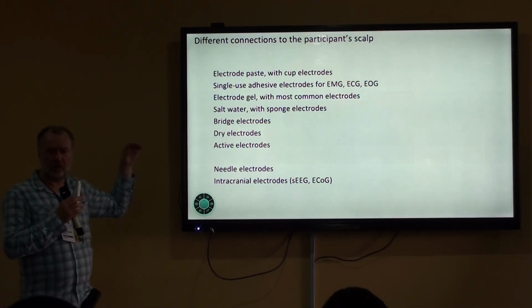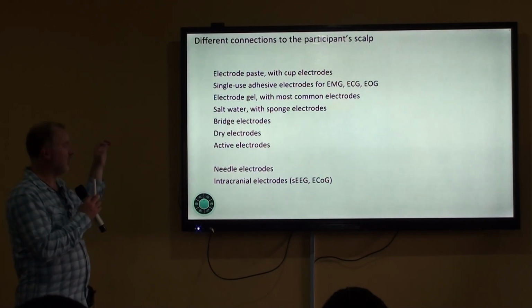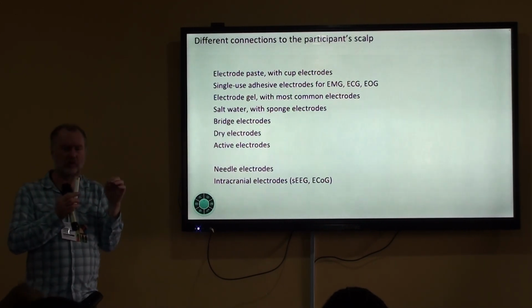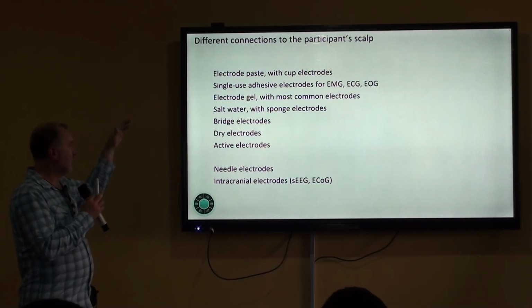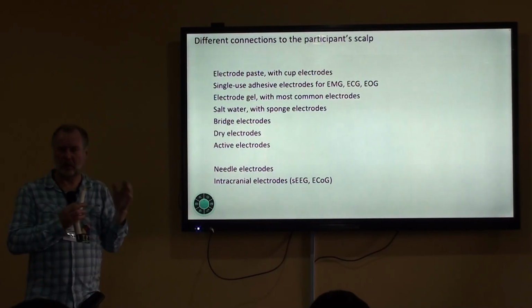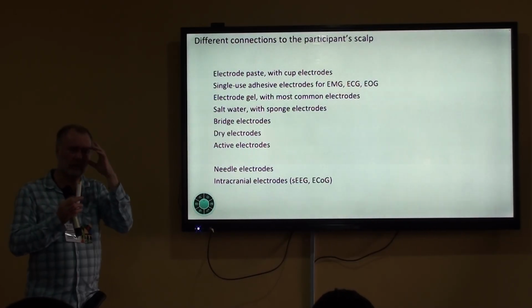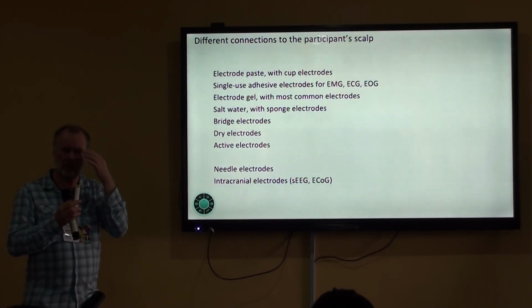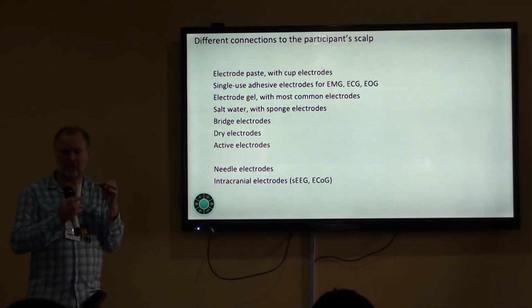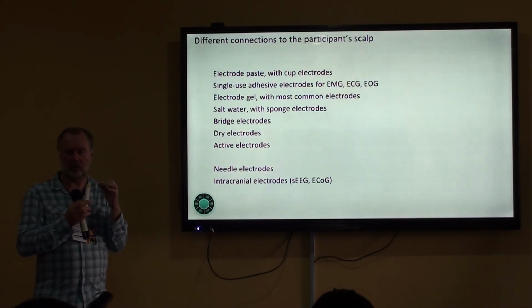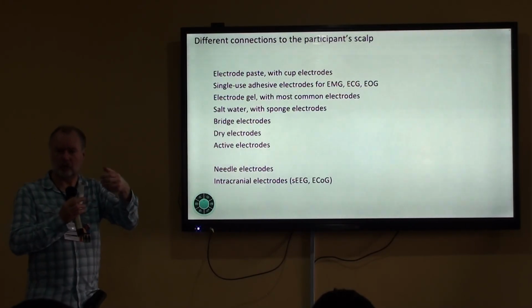The first method that is especially used if you use separate electrodes is electrode paste, and that is used with cup electrodes. Electrode paste is really thick. Then we have single-use adhesive electrodes that we stick on, and we especially use them for EMG, for ECG. Sometimes we place them around the eyes, so you can easily stick them on. Then we have electrode gel. Electrode gel is thinner, and we typically use a syringe to squirt a little bit into the electrode.